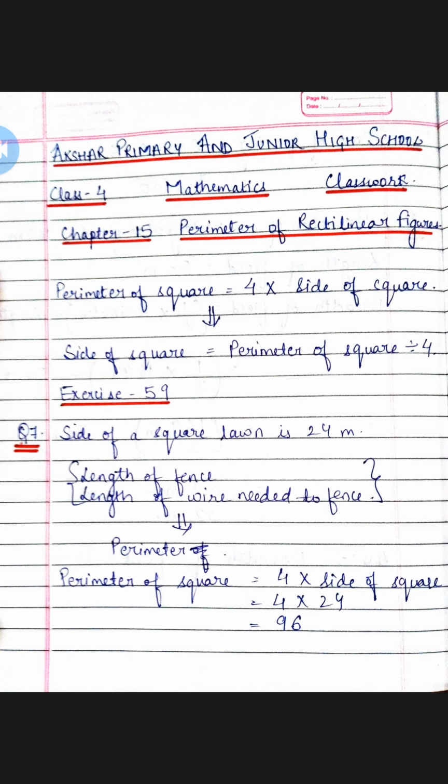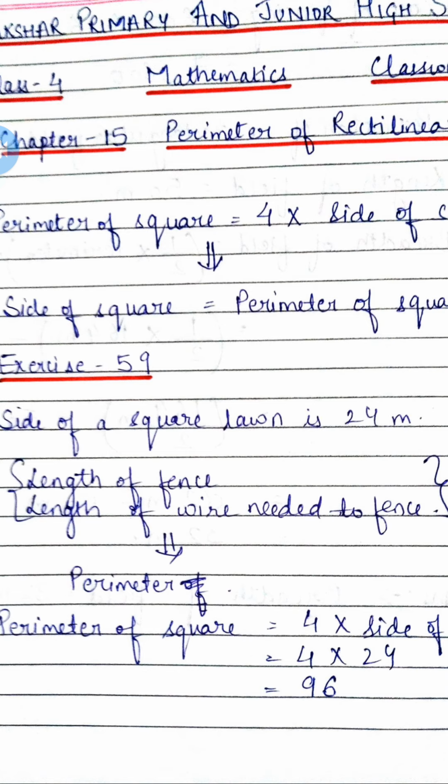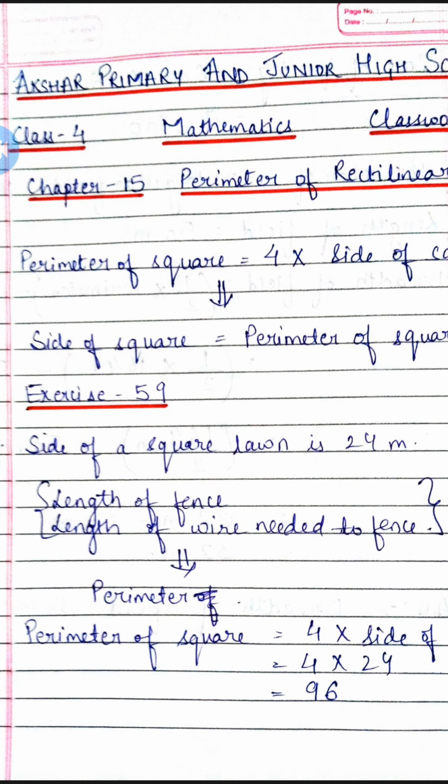24 meters. So first of all, listen, in word problems, first of all what you have to do is write down whatever is given in the question, then write what is asked and find that out. So first of all, what is given? Side of the square lawn is given. So the first statement I have written there: side of square lawn is 24 meters.